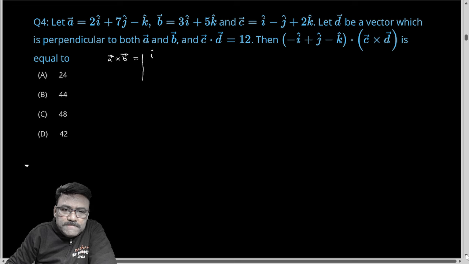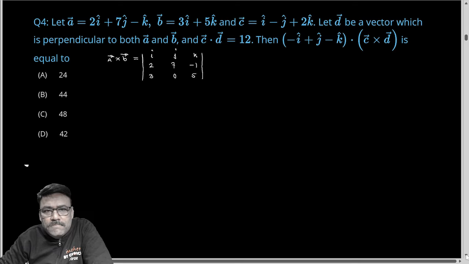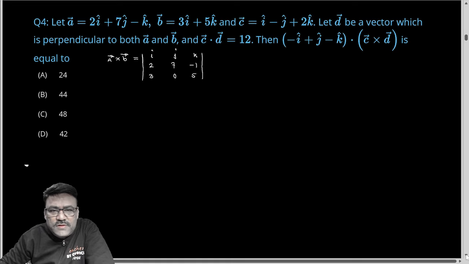So this is i, j, k. I'm finding A cross B first. A vector is 2, 7, minus 1. And B vector is 3, 0, 5. Let's find the product. So this gives you 35i. Then this one and this one disappear. So 10 plus 3, so in fact minus 13j. And then I get minus 21k.